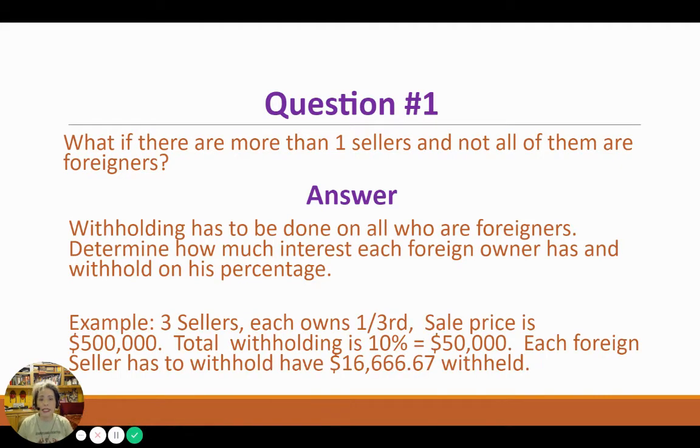So for instance, let's say as an example, there are 3 sellers, each owns 1/3. The sales price is $500,000. So the total withholding is 10%, which is $50,000. Each foreign seller has to withhold $16,666.67 from his net proceeds.